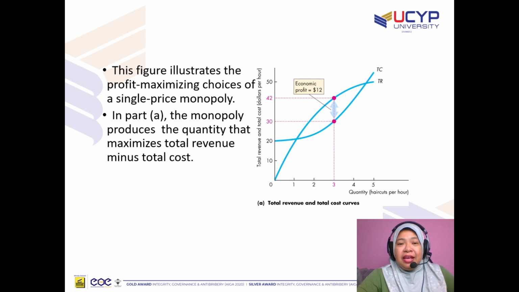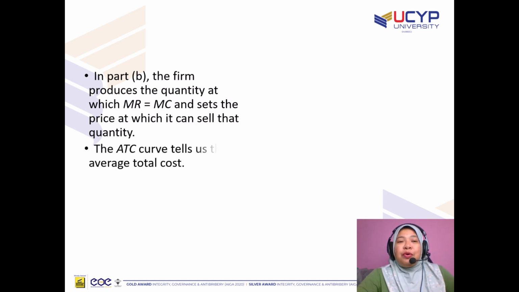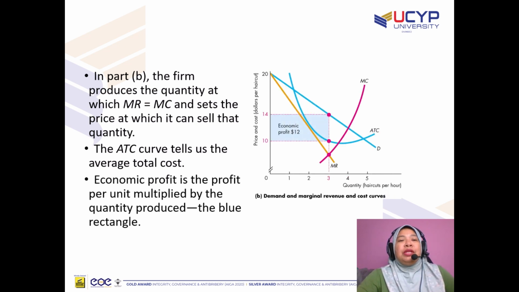In part A, the monopoly produces the quantity that maximizes total revenue, TR, minus total cost, TC. In part B, the firm produces the quantity at which MR equals MC and sets the price at which it can sell that quantity. The ATC curve tells us the average total cost, ATC.